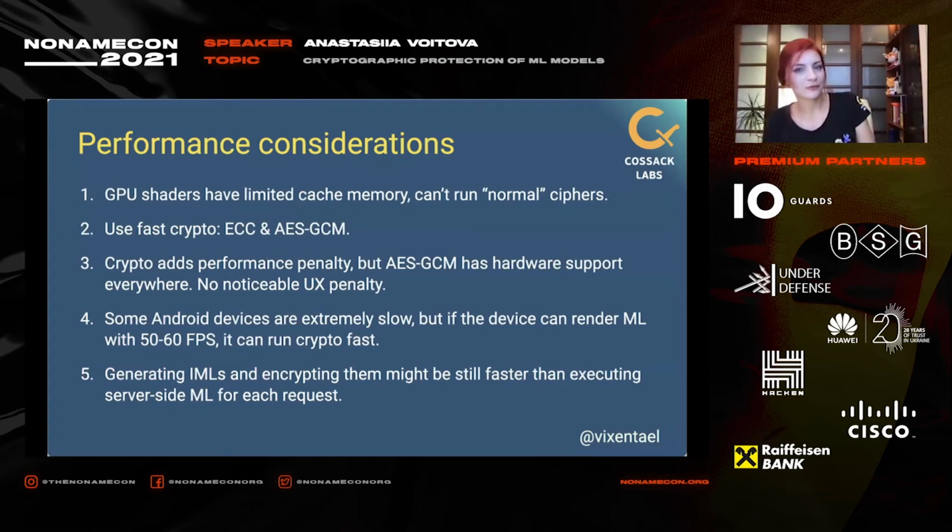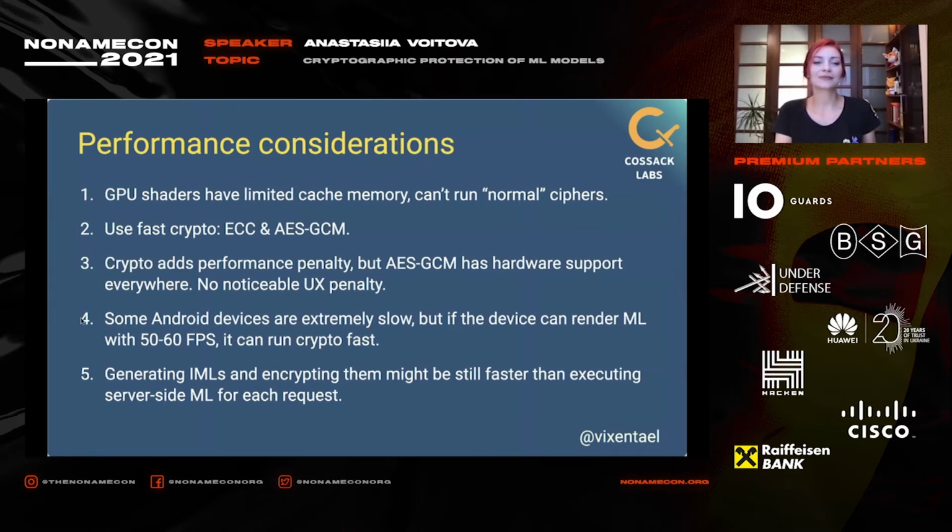Obviously, encryption means performance penalties. As I mentioned previously, GPU shaders have quite limited cache memory. We cannot run a typical cipher there, so we either use obfuscation or very, very lightweight cryptography. In our example, we use normal, standard, traditional fast cryptography with hardware acceleration like AES-GCM, so crypto won't take a lot of time.